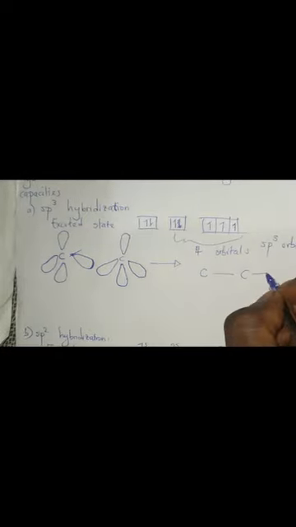Hence, if it bonded to a hydrogen atom, we are going to have this, and this compound is called ethane. All right, so we see that sp3 hybridization results in the formation of carbon-carbon single bonds. All right, let's move on to the next.